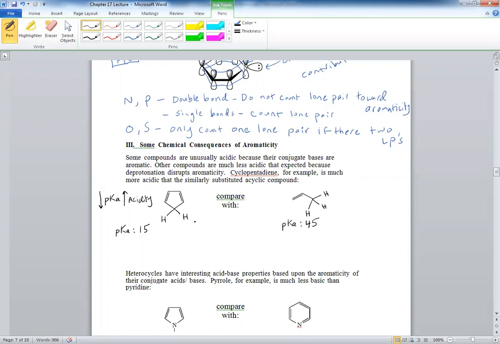For a simple reason: if you remove an H, and if you recall this, make sure you review that from before, all you need to do to draw the conjugate base is remove the H, but you keep the electrons. I'm just picking this H, and you keep the electrons behind. So that would make it, we'll keep that H right there.